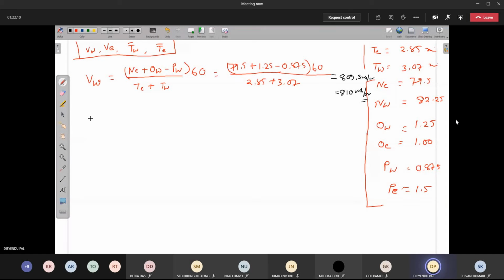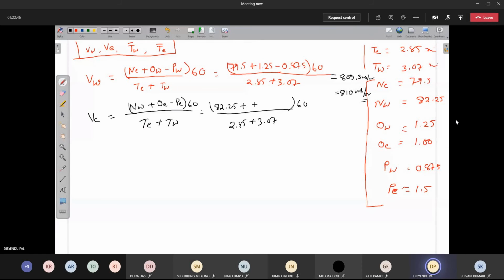Next, we have to calculate BE. What will be the formula for BE? In place of NE, it will be NW, and in place of OW, it will be OE minus PE, right? Multiplied by 60 divided by TE plus TW. TE plus TW is the same, that is 2.85 plus 3.07, multiplied by 60. What is MW?